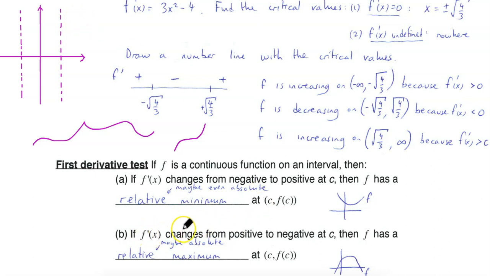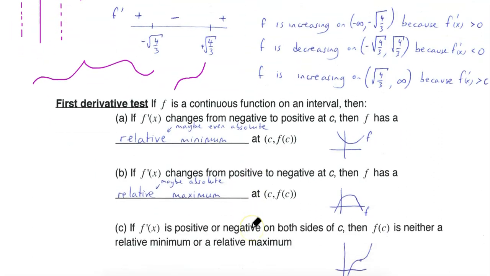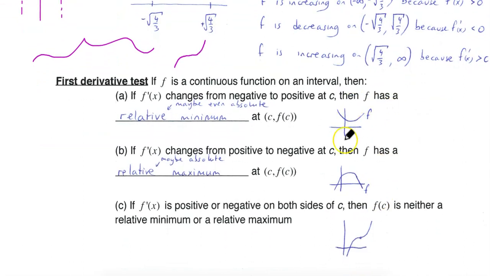B is the same. If f prime changes from positive to negative, then f has a relative maximum, which could even be the absolute maximum. That's the case we had at negative square root of 4 over 3. F prime was positive, and then f prime is negative, so it must have gone through a maximum. So these are sketches that represent the simplified situation.